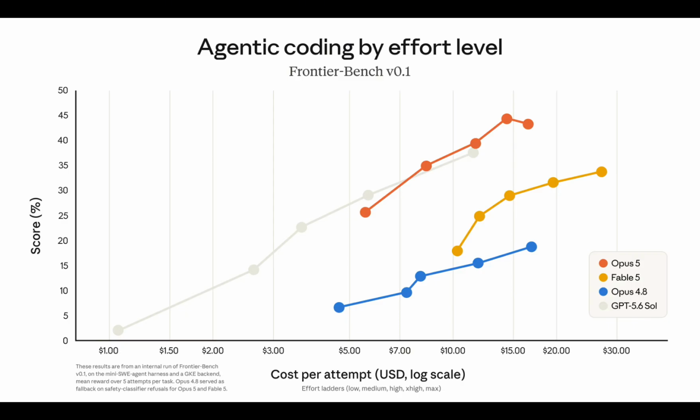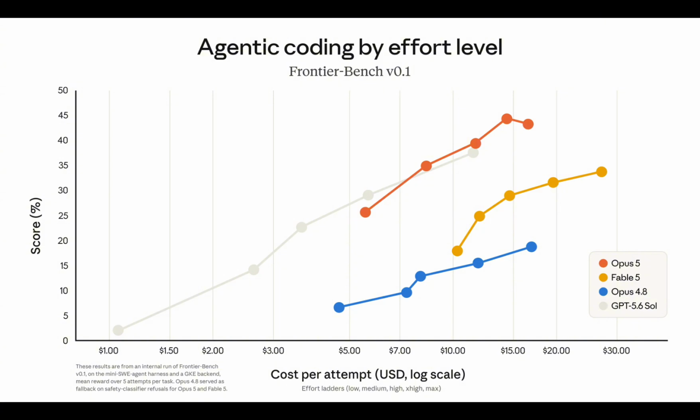Next, let's look at pricing. On a per-token basis, Opus 5 costs the same as Opus 4.8, $5 per million input tokens and $25 per million output tokens. That is half the price of Fable 5. But those are just the list prices. For practical cost effectiveness, we can look at the results in the following figures.